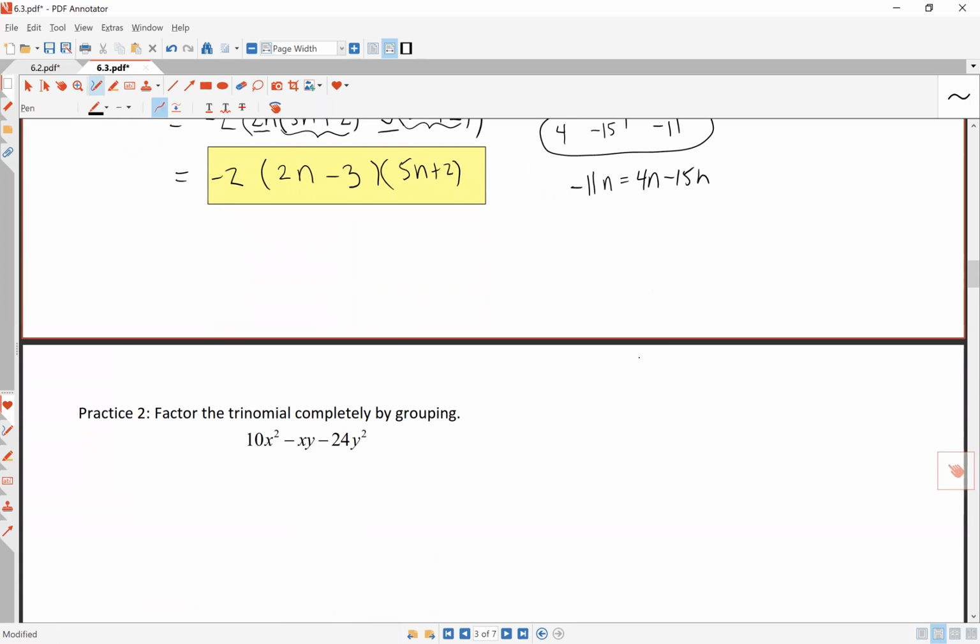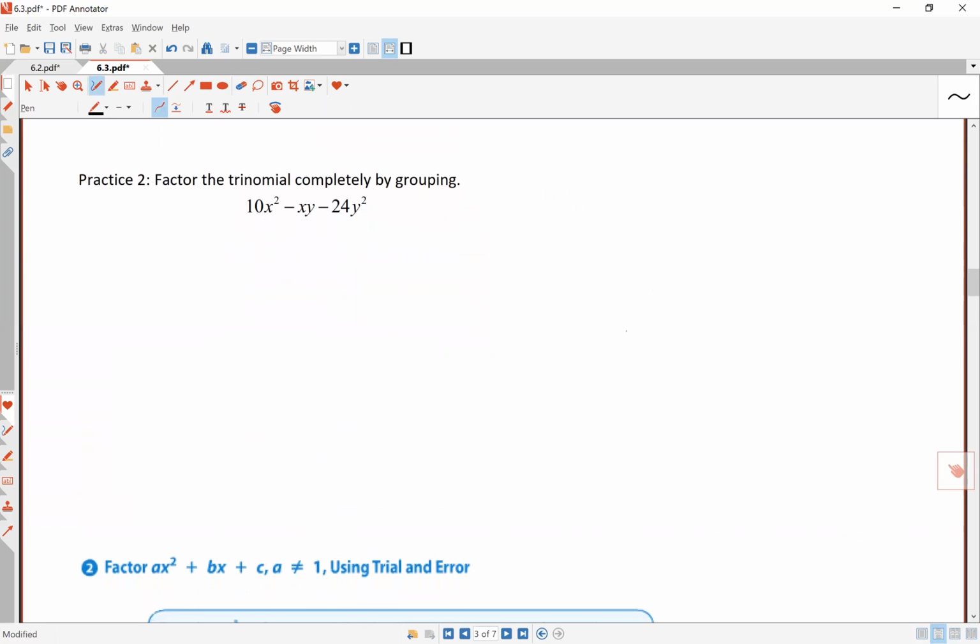This leads me to practice 2 for you to try. I encourage you to press pause on your video and come back when you're ready to see the solution worked out. Now that you've had a chance to work this out on your own, I will work this out for you.